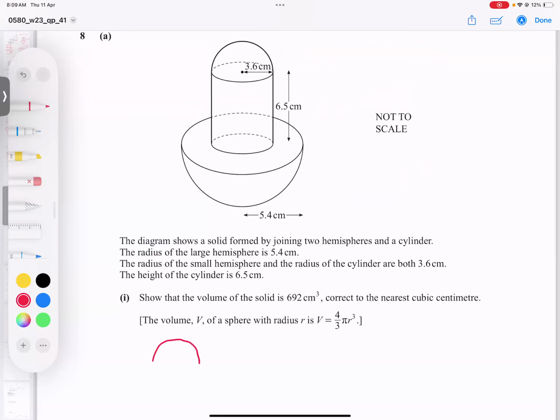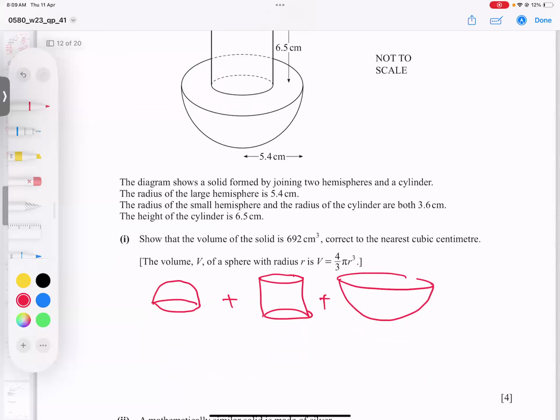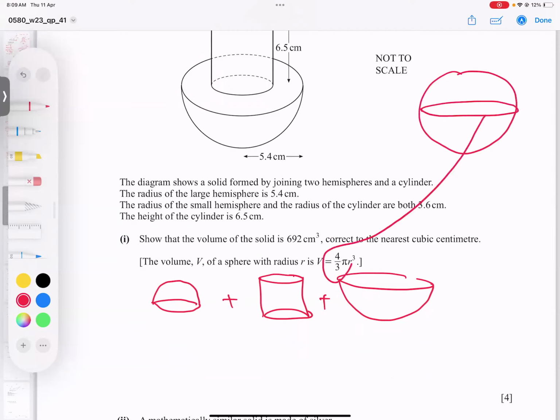So the top hemisphere, then we have a cylinder volume, then we have a big hemisphere. So three things we have to make, okay? So let's see how we can find it. The volume of the full sphere is 4 by 3 pi r cube, mentioned here. We talk about the whole, this whole is given, but if we need a half, so make it half. And how to make it half? 4 by 3 pi r cube is given by him already, into 1 over 2. Okay, this cancels, we got a 2. So 2 by 3 pi r cube is a hemisphere.